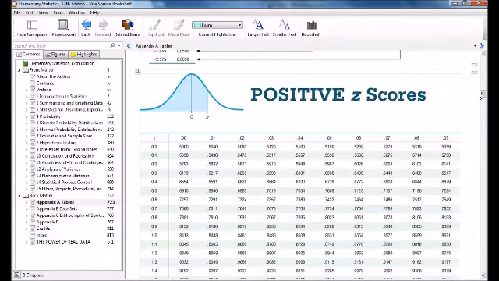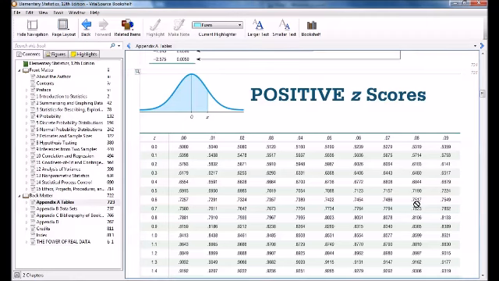So, 0.78 is positive, so go to a z of 0.7. See, there's 0.7. And then the hundredths digit is up at the top here. So go over till you get to 0.08. Alright, so 0.708. See, 08 is up here. Alright, and so that's going to be 0.7823.